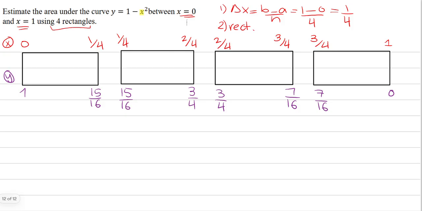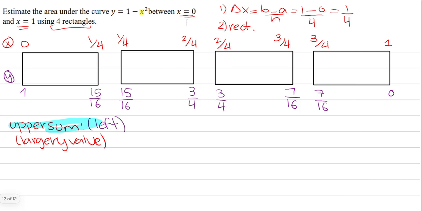Okay, so now I'm going to be solving using the upper sum. What is the upper sum? The upper sum means I'm basically using the larger y value. And if you want to memorize it, the larger y value is always on the left, so it's the left of each rectangle. Which ones are they? Let's highlight them. For the upper sum, I'm going to be highlighting in blue. So I have 1, 15 over 16, 3 over 4, and 7 over 16. So all of the ones to the left are always my bigger values. If you want to memorize it, upper sum, always the ones to the left.